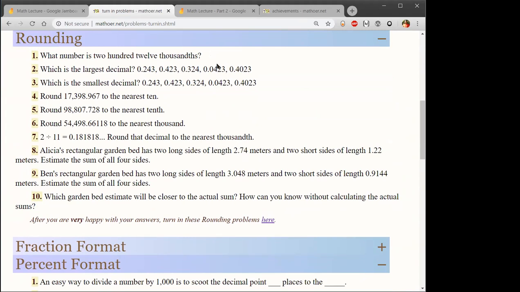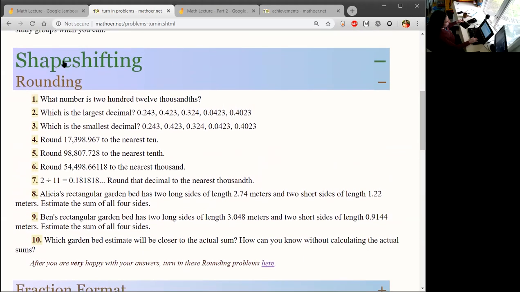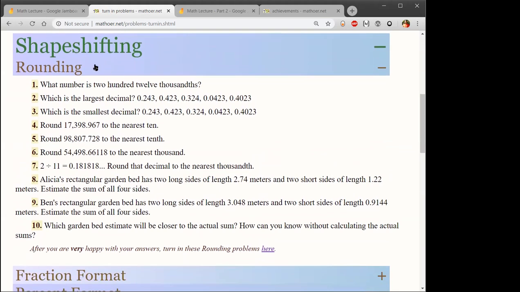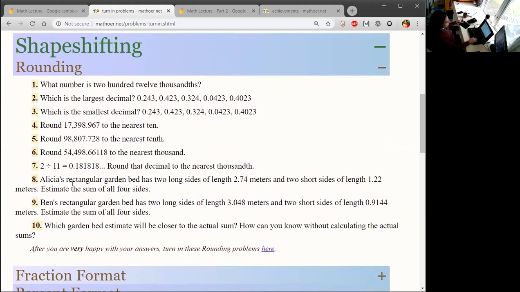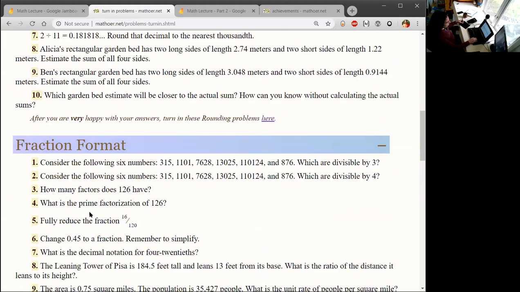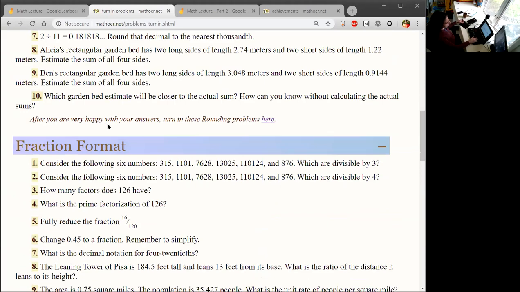Okay, I'm so sorry. So what's due today? The rounding homework and the shape shifting homework? Just the rounding in this first category. Okay, perfect. So only the rounding is due today. Try and get it in by the end of the day. And then fraction format will be due when I see you next class on Monday.